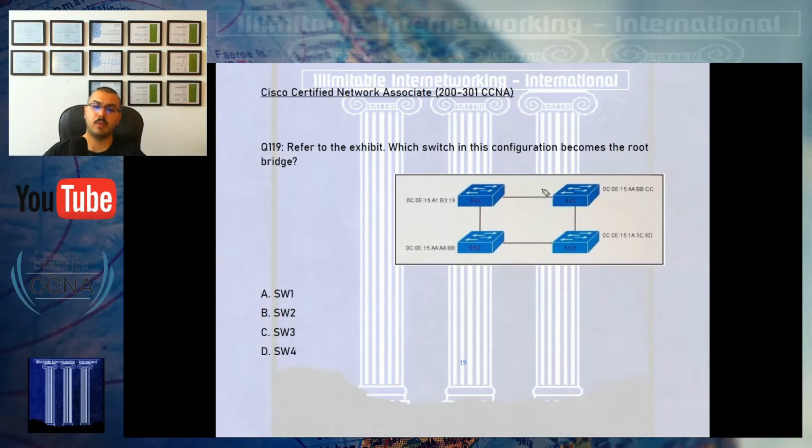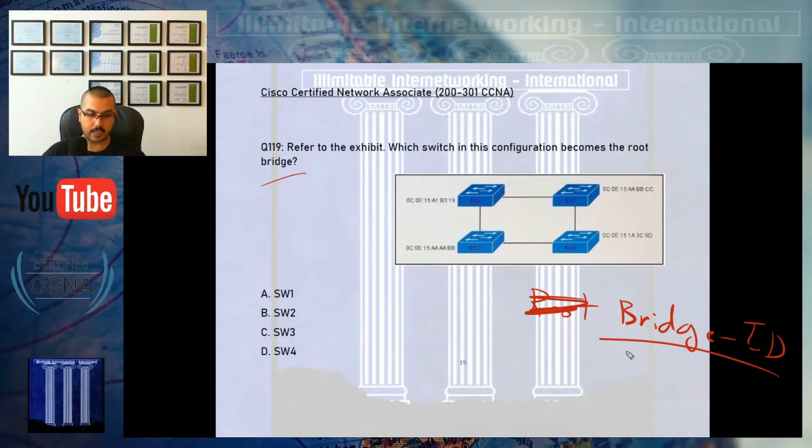Refer to the exhibit. Which switch in this config becomes the root? What makes me a root bridge? I have the lowest bridge ID. The big one was the root priority, the bridge priority. Okay, it was called the bridge ID. The one with the lowest bridge ID wins and becomes the root.